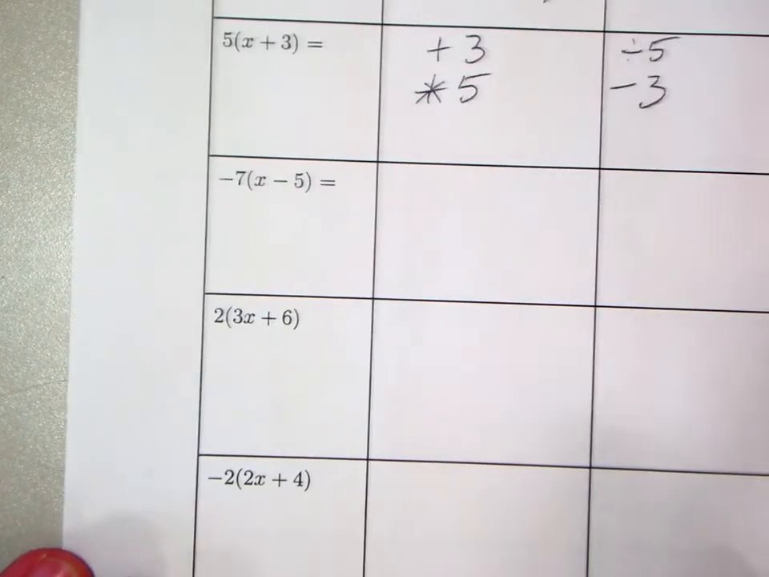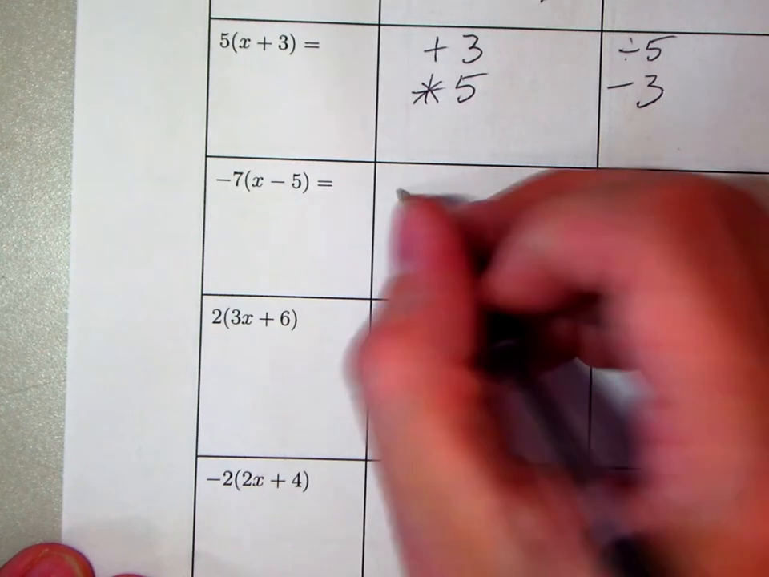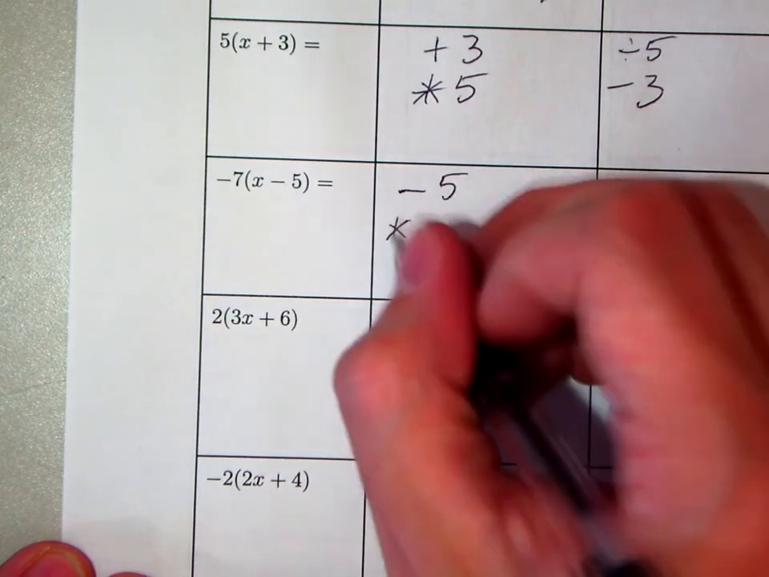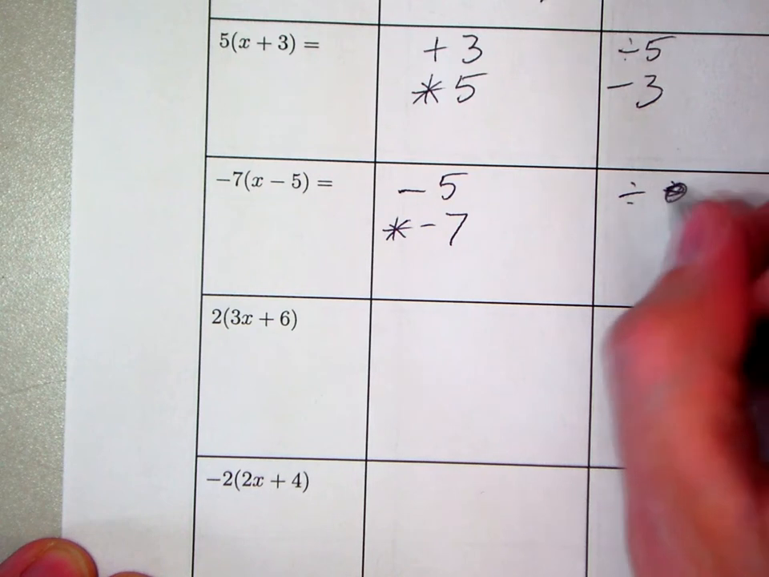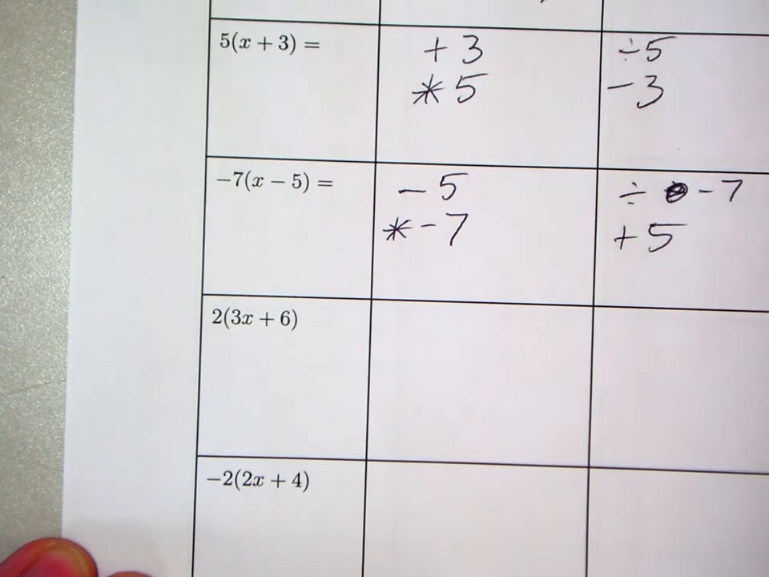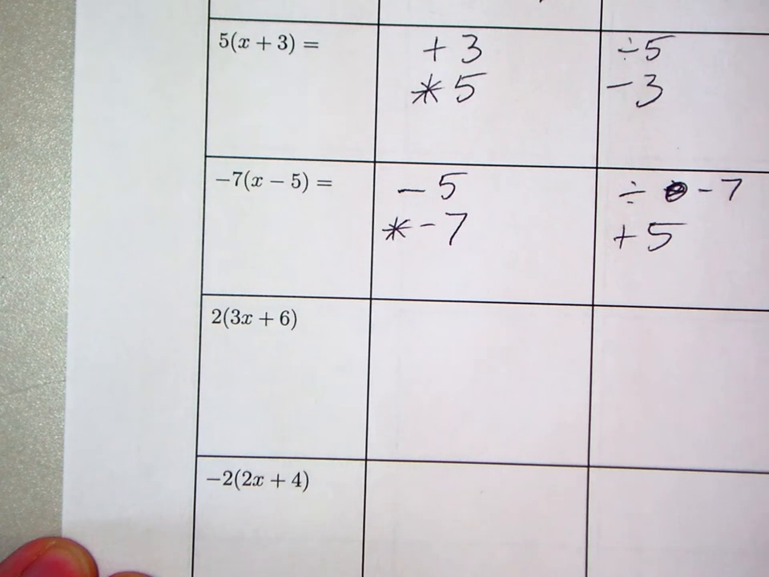In the next line, we start with x, we subtract 5, and then we multiply by a negative 7. To cancel that out, we divide by a negative 7, and then we add 5. So beginning with 28, divide that by a negative 7, we get a negative 4. And we start with negative 4, and we add 5, and we get 1.